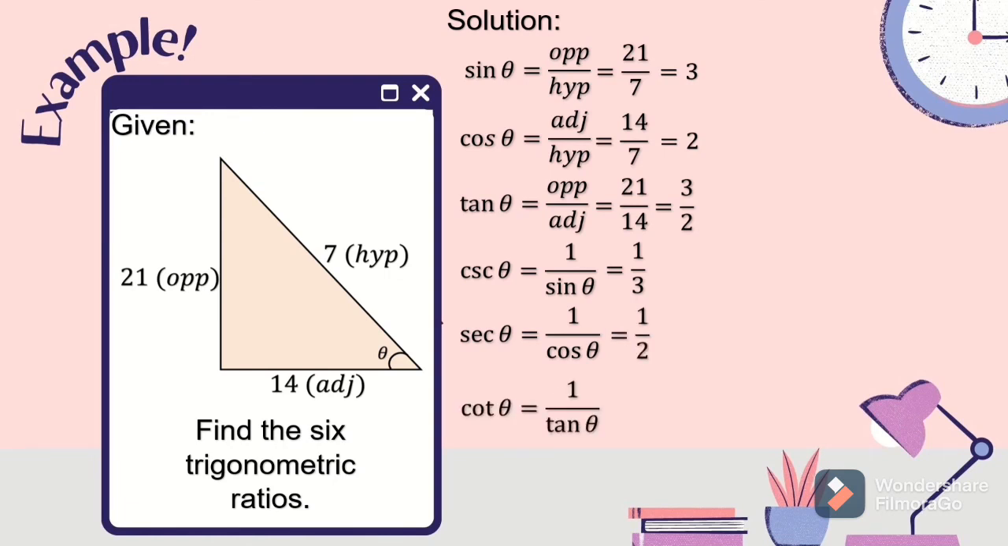Cotangent theta is equal to 1 over tangent theta. Our tangent theta here is 3 halves, so we'll get 1 over 3 halves. And that is equal to 1 over 1 multiplied to 2 over 3. 1 times 2 is 2, 1 times 3 is 3, so we'll get 2/3 as our cotangent theta.